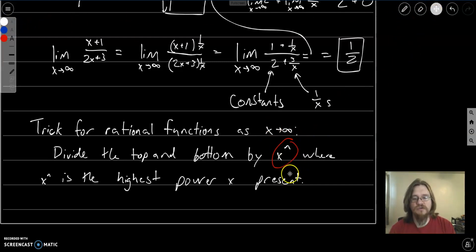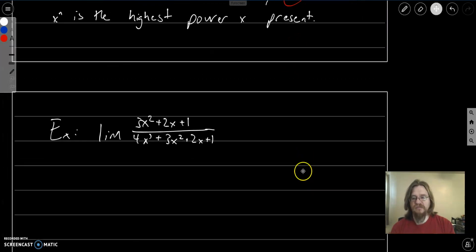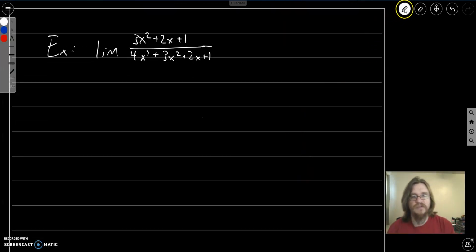So let's go through one more of these, just so that we know exactly what we're doing. I've got the limit as x approaches infinity of 3x squared plus 2x plus 1 over 4x cubed plus 3x squared plus 2x plus 1. Again, I've got a rational function, polynomial divided by polynomial, except I'm going off to infinity. And it's hard to take x to infinity because we will get infinity. So what I'll do is I'll divide everything by the highest power of x that I see, which is x cubed. So let's write this down.